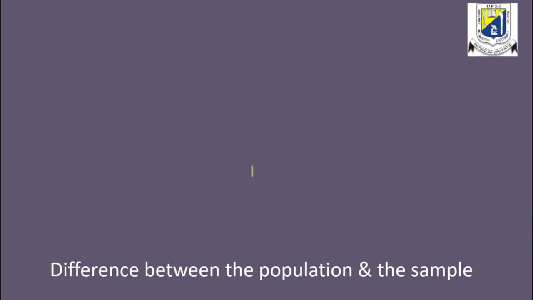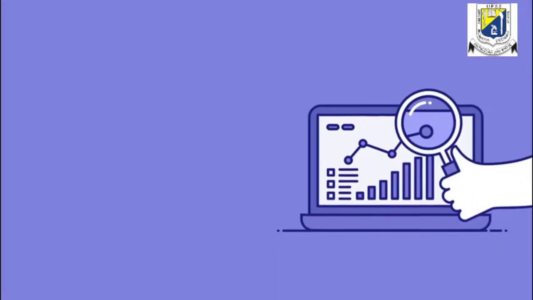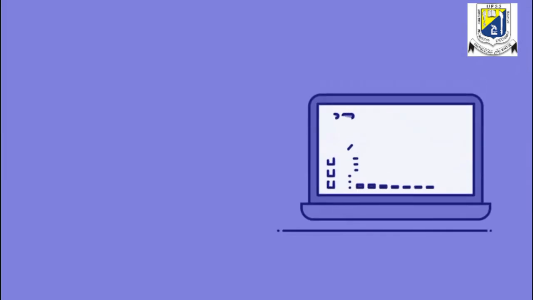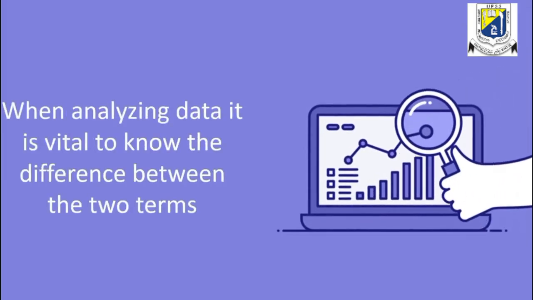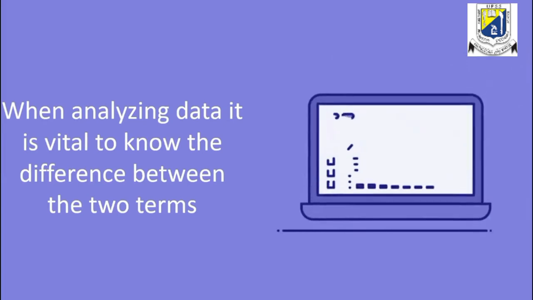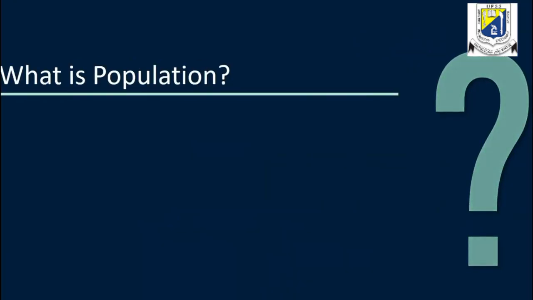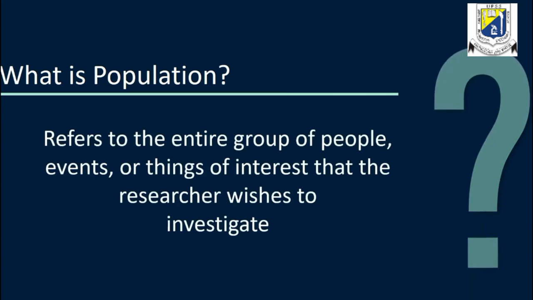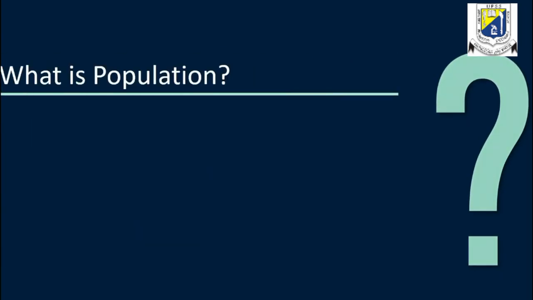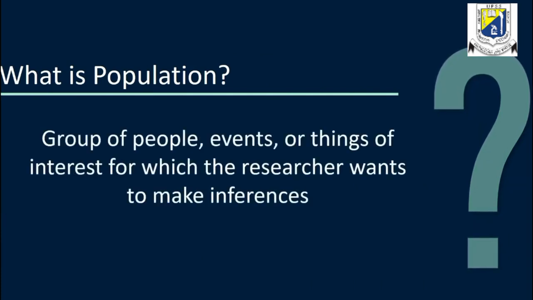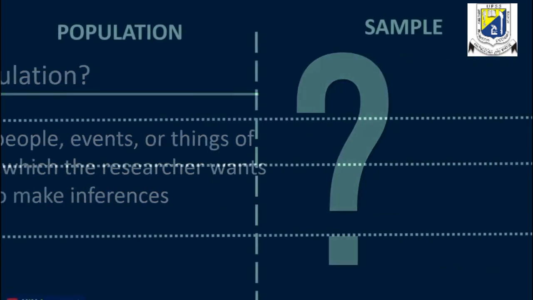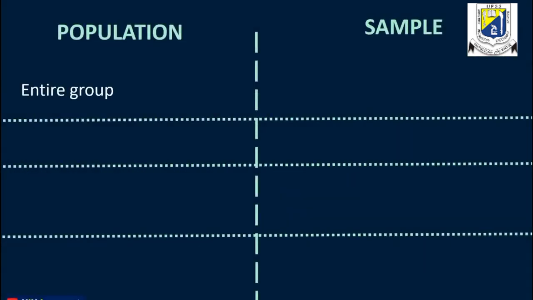Now, before I round up, I will differentiate between population and sample. When analyzing data, it is vital to know the difference between population and sample. At the very beginning of the class, I told you that population is defined as the total number of people living within a country or a geographical area at a particular time. In a tabular form, I will differentiate between population and sample.